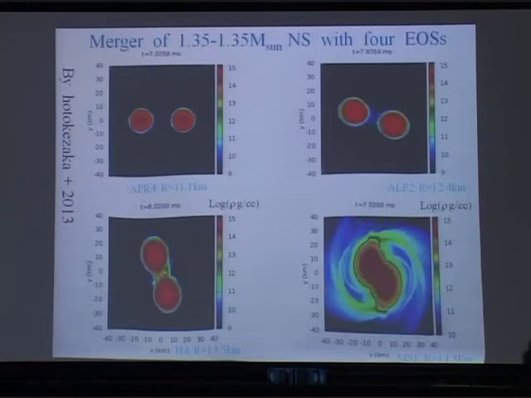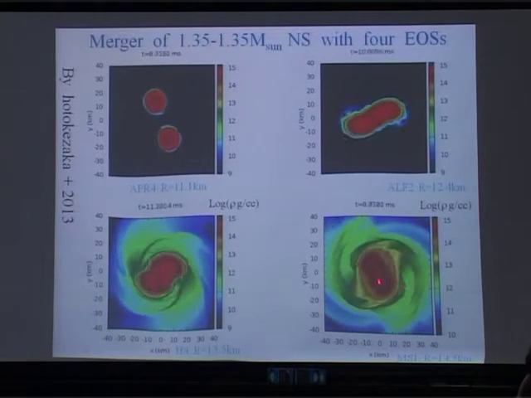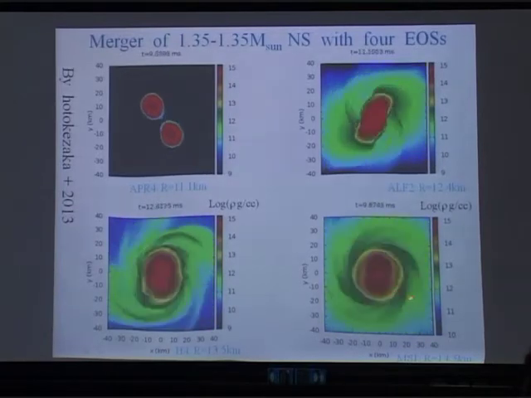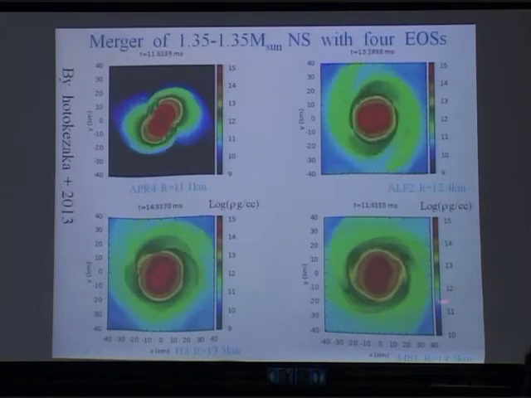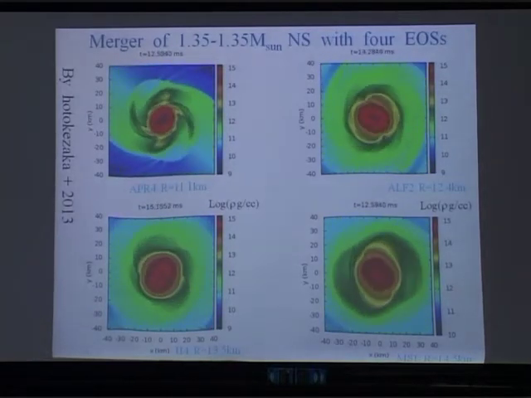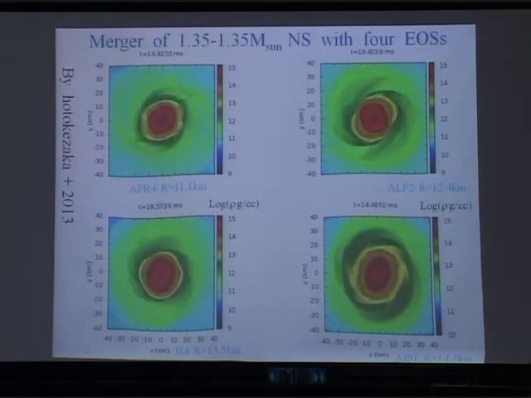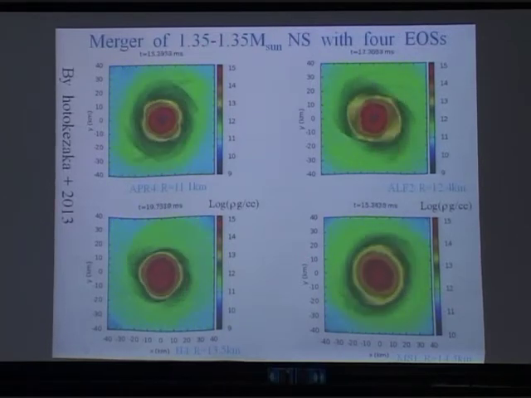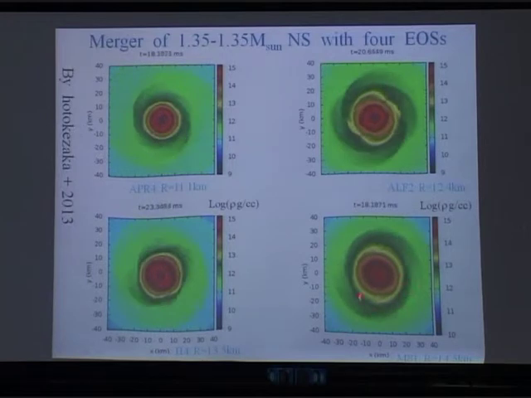For this sort of stiffer equation of state, it's not a hypermassive neutron star. It's a simple massive neutron star. It will be stable because in this case the equation of state is very, very stiff. With this equation of state, a 2.7 solar mass neutron star can be supported even without rotation. So in this case the massive neutron star is stable.